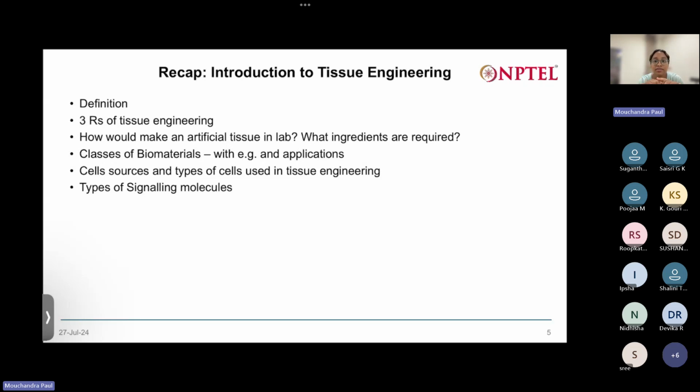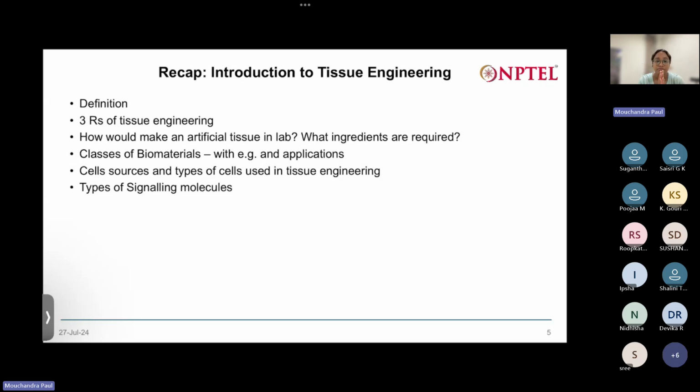And then cells themselves cannot grow without a substrate, a solid substrate, right? So that is why we need a biomaterial. And when cells and biomaterial together are sometimes not enough, in order to direct the maturation of a tissue towards a particular organ, suppose, we also need to supply some signaling molecules. This can be some type of growth factors. So these 3 ingredients are required for making an artificial tissue in lab.